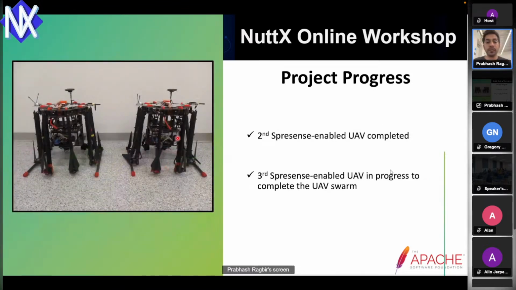Recently, we built the second version. So once we finalized the design for the first drone, in order to expand it into a swarm, because we need to use multiple drones, we duplicated this. So we have the second one ready, and we're currently working on our third one. And each of these drones has two independent systems for detecting chemicals, each of which uses its own independent Spresense microcontroller.